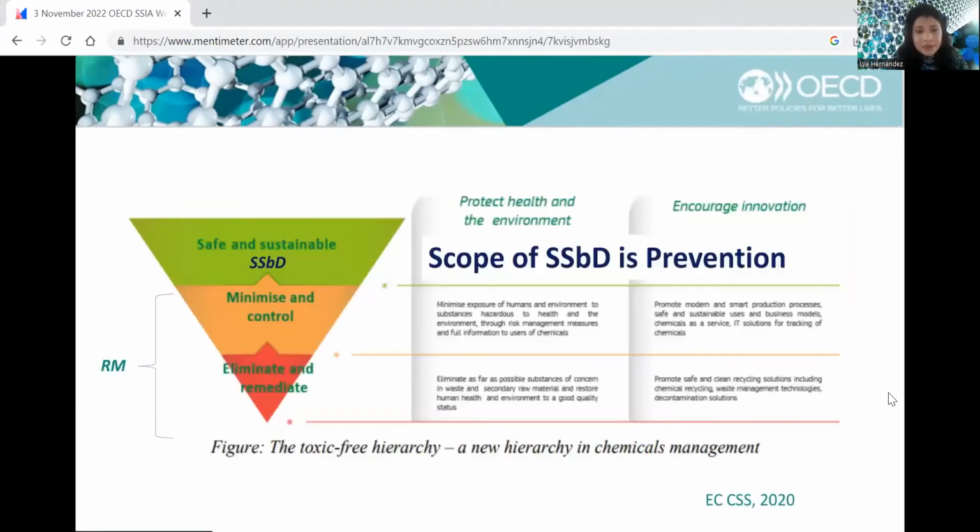This is a picture from the chemical strategy for sustainability. It really represents the toxic-free hierarchy. So it looks at a new way of doing chemical management. And all I want to show is that really our goal is to look at this, the scope is prevention. So what we want to do is that we want to ensure that we never have to mitigate. That is the goal of SSIA, that we never have to minimize or control or eliminate or remediate. We want to make sure that the approach that we have is preventive. Next slide.